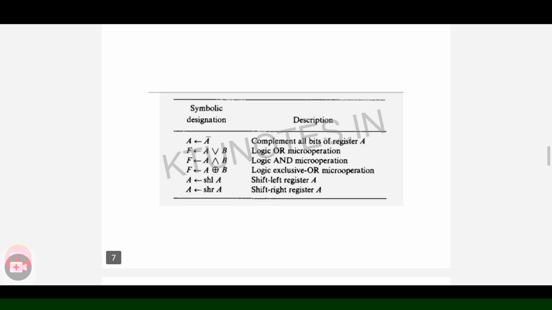A gets the complement of A, that means the contents of A are complemented. All the bits of register A are complemented and stored in register A. The second statement is a logic OR operation, A OR B. The third one is an AND operation, A AND B. The next one is XOR, and shift left and shift right, which are actually included in logic operations. So A is equal to shift left. Shift left is represented by SHL and shift right is represented by SHR.